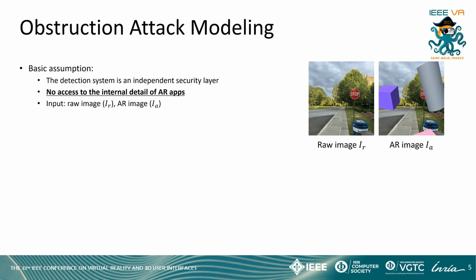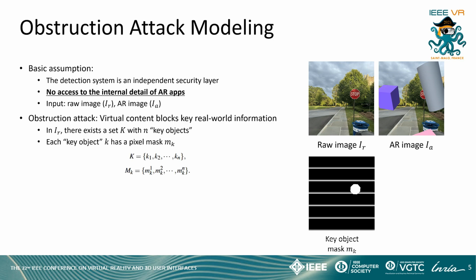The basic assumption for our system is that it should work as an independent security layer, which means it has only access to the camera feed and the user's view, without any direct access to the internal data of AR applications. The system input is the raw image and AR image. With such assumption, we first define the obstruction attack, where virtual content blocks key real-world objects or information. In the raw image IR, there are some key objects. Each key object has a pixel mask. The type of key objects are not predefined and depends on environmental context information.